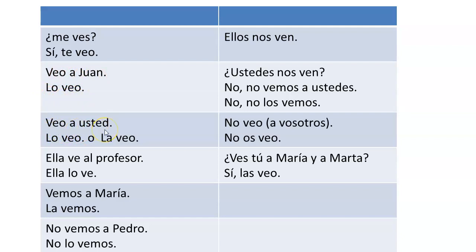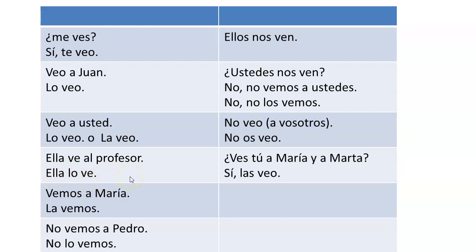Veo a usted, I see you. Or I could say, lo veo, if the person you're addressing is masculine. If the person you're addressing is feminine, then you would say, la veo. Lo veo or la veo, I see you. Ella ve al profesor, she sees the professor. Ella lo ve, she sees him. Literally, she, him, sees. Different word order in Spanish.